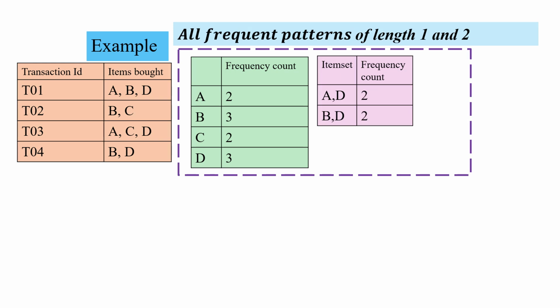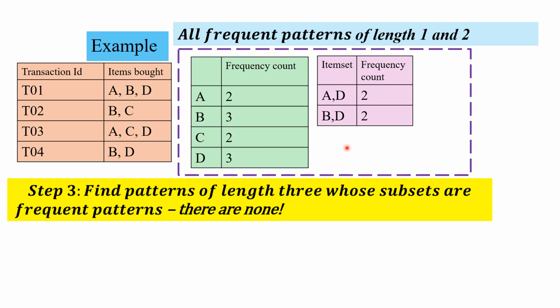Okay. So we look at our example and here we have seen that the frequent patterns of length 1 and 2 are found in this manner. So we proceed further. We find patterns of length 3 whose subsets are frequent patterns. Now, why are we doing this? There's an intuition behind it. In fact, a very good property behind it. However, we'll look into it later. But what we see here is patterns of length 3 whose subsets are frequent patterns. See, there are only 2 such candidate patterns of length 3, ABD and ACD.